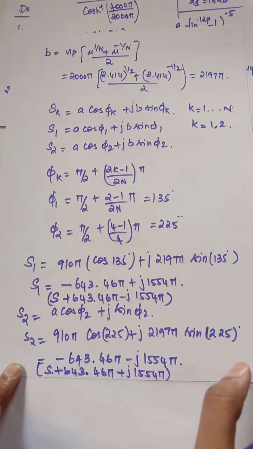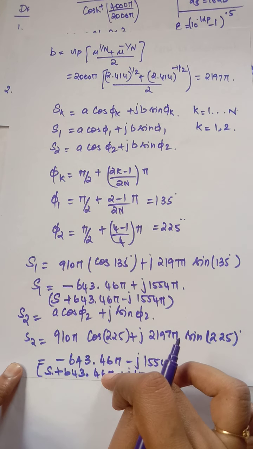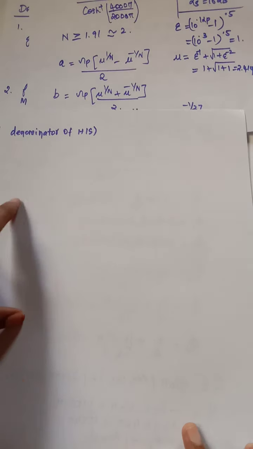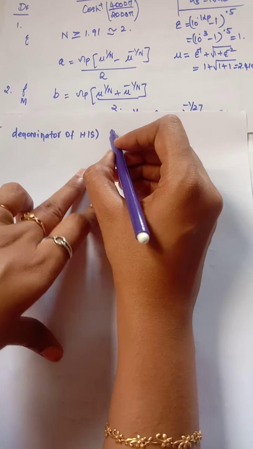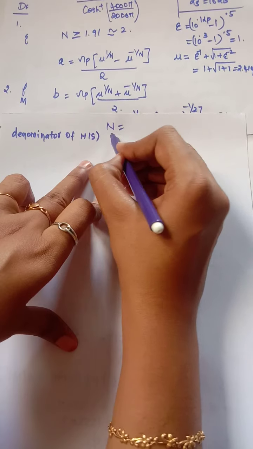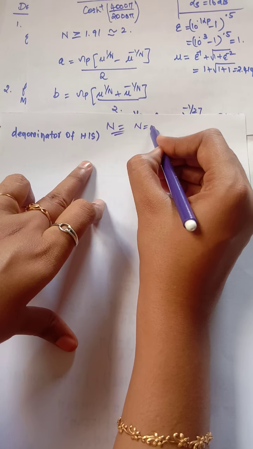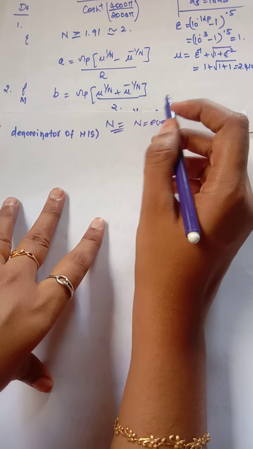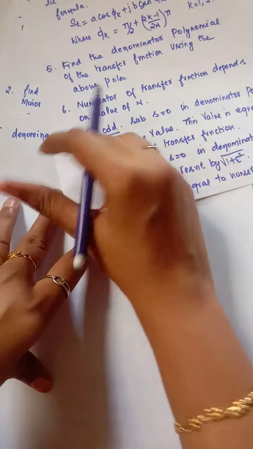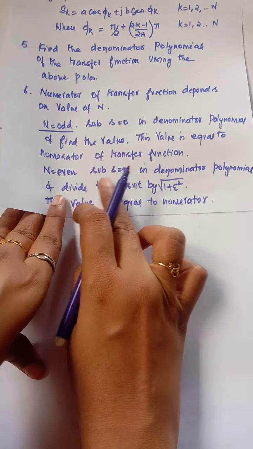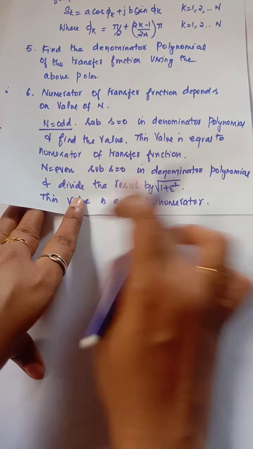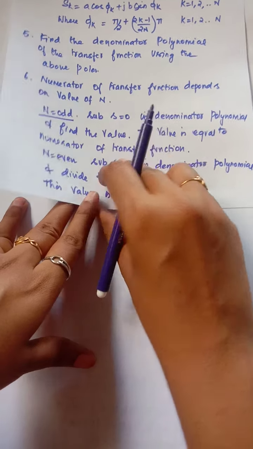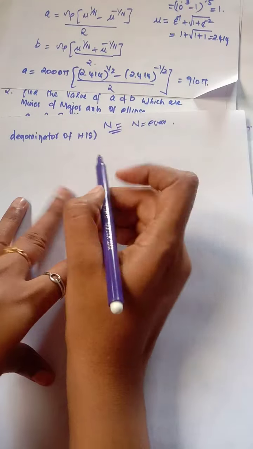Now using these poles, this is what the denominator value is. Using this value we are going to find out the numerator value. So this numerator value of H of s, how will you find? That depends upon the value of n. Since here n is even, according to the procedure, we have to substitute s is equal to 0 in the denominator polynomial and divide the result by root of 1 plus epsilon square. The same thing here we are going to do.